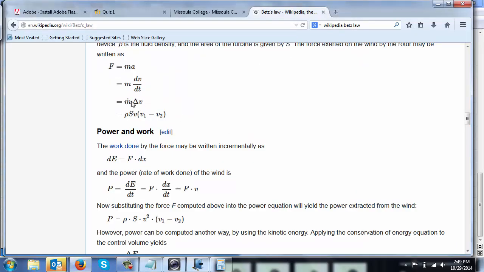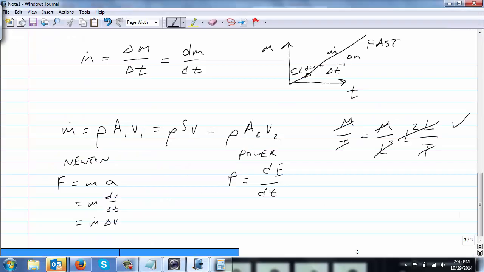Now, we already know the formula for m dot. We wrote that a second ago. The delta v is just the change in velocity. That's just the fast speed minus the slow speed. And the m dot that he selected to use was the mass flow rate through the middle of the turbine. Okay, so let's write that out. Equals rho S V, V1 minus V2. Okay, so hopefully we can see now where all this junk comes from.